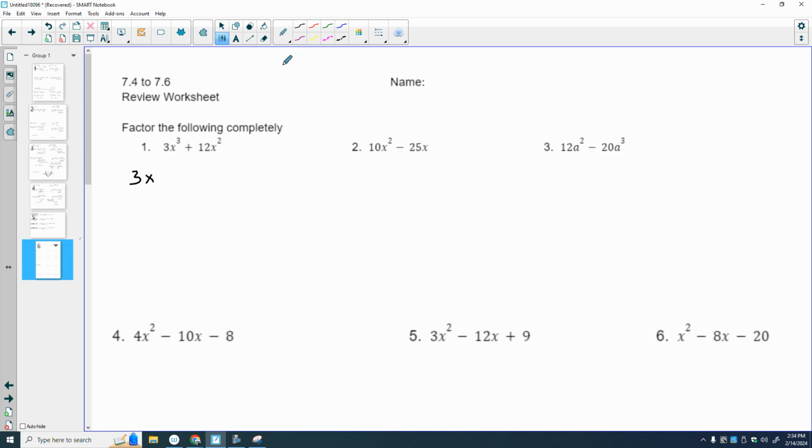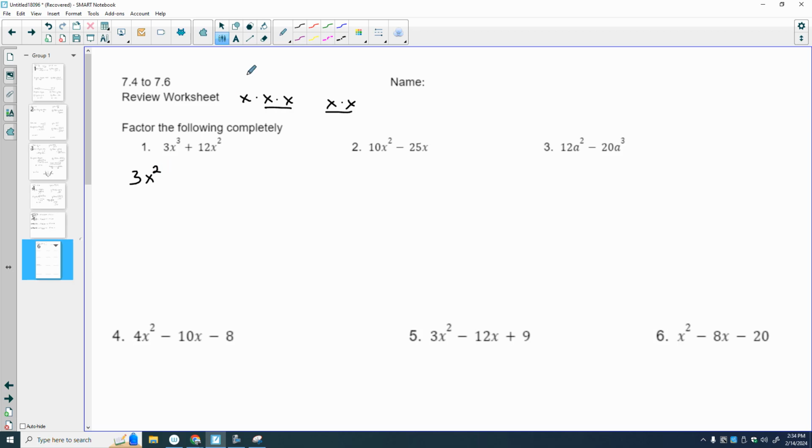Yes. Now, there's two ways of thinking about this. X cubed can be written as x times x times x. X squared can be written as x times x. Is there an x squared here? Yeah, right there. Is there an x squared here? Yeah, right there. So the largest factor I can take out is the smallest exponent.